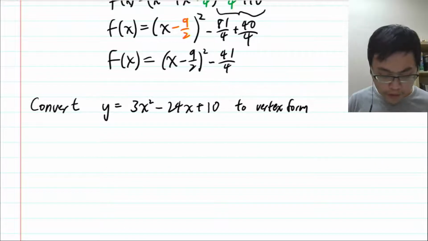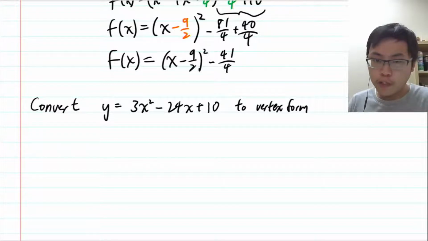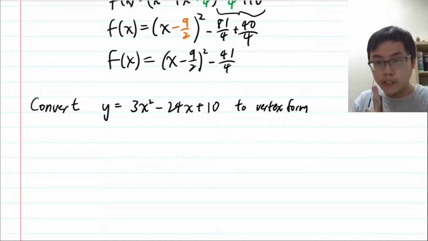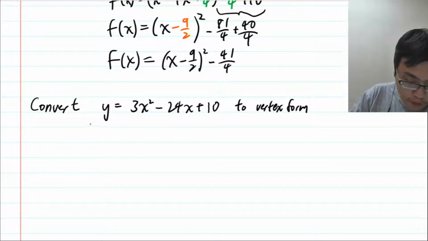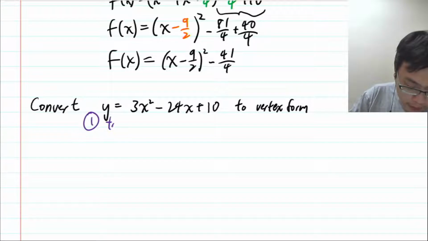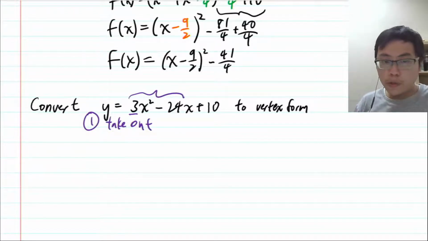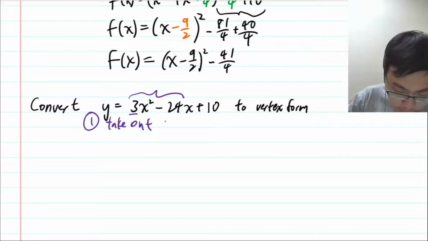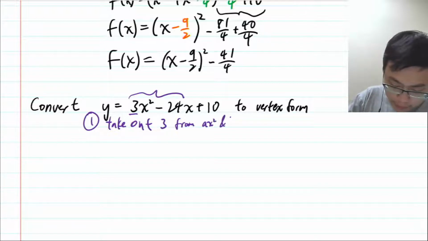All right, so we have another equation here, y equals 3x squared minus 24x plus 10, and we want to convert it into vertex form. So this one requires one extra step at the beginning, and you have to be a little bit careful. The first and most important step now is we want to take out our a term from both the first and second term. We're going to factorize it out. So we're going to take out 3 from our ax squared and bx term.